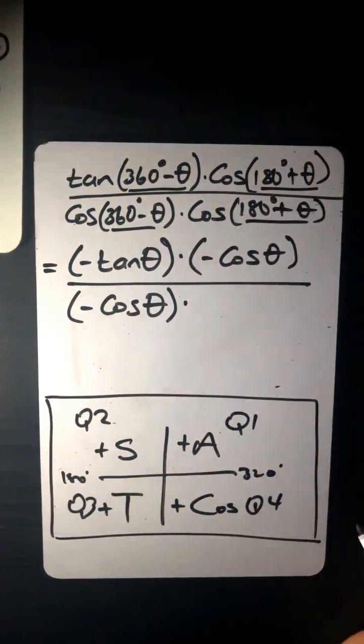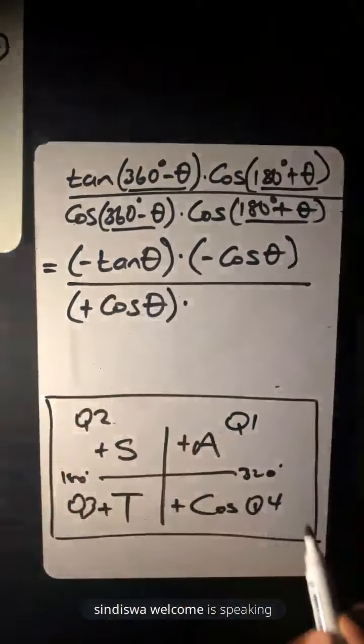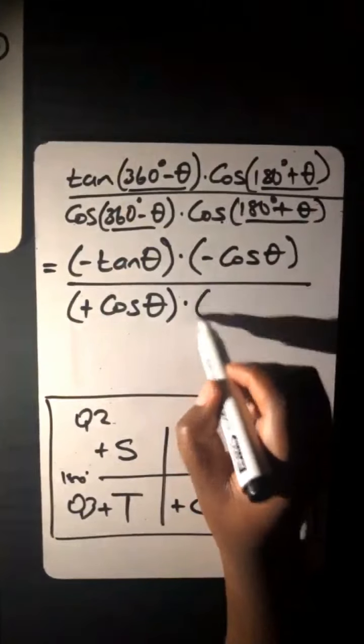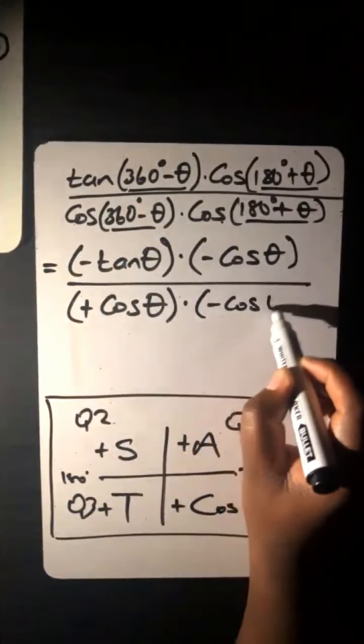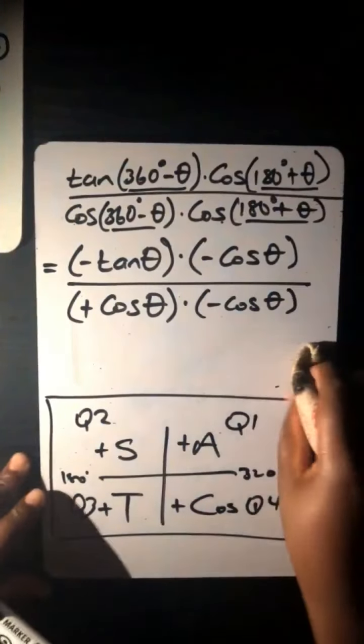Make sense? Yes, sir. But sir, there's a mistake. Cos is supposed to be positive, not negative. 100%. So cos there is positive. Then that one, what is it? Is it not going to be a negative, guys? Negative cos angle.